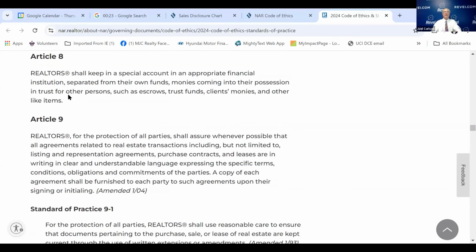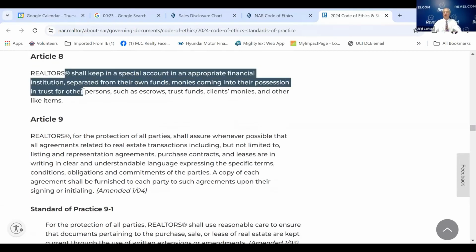Article 8: shall keep a special account in an appropriate financial institution. What the heck is that? Oh, that's my trust account. In California law, we're under what's called the 10,000 series. It's the Business and Professions Code 10131 if you're licensed as a broker, 10133 if you're licensed as a salesperson, 10145 is trust fund handling, 10176 and 10177 is all the things you do. You're a bad agent if you do that. So what we're talking about here is 10145 of the Business and Professions Code.